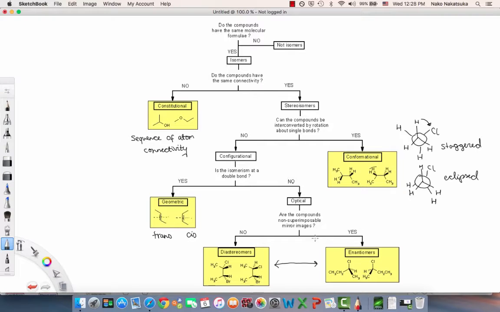But I think this flowchart is really important for you guys to understand because there's a lot of problems in this organic chemistry topic where you're asked to figure out whether you're seeing constitutional, conformational, geometric, or configurational isomerism. And this is a very good way for you to just figure out which one it is.